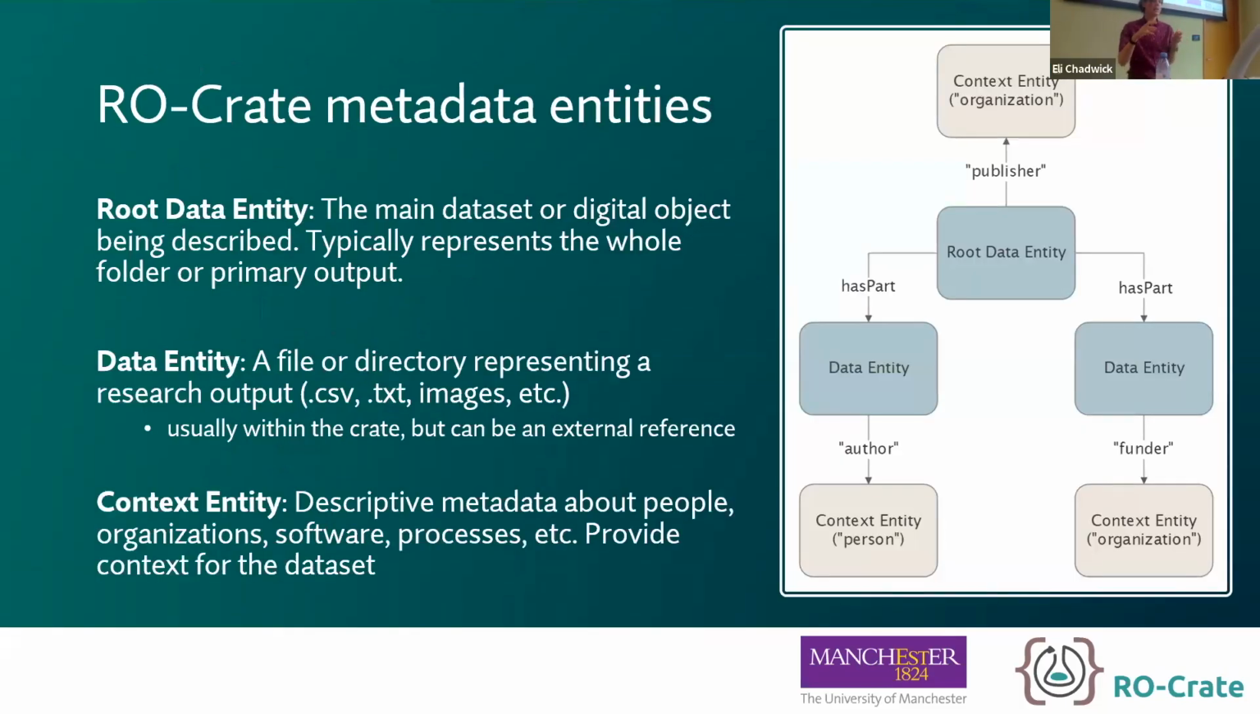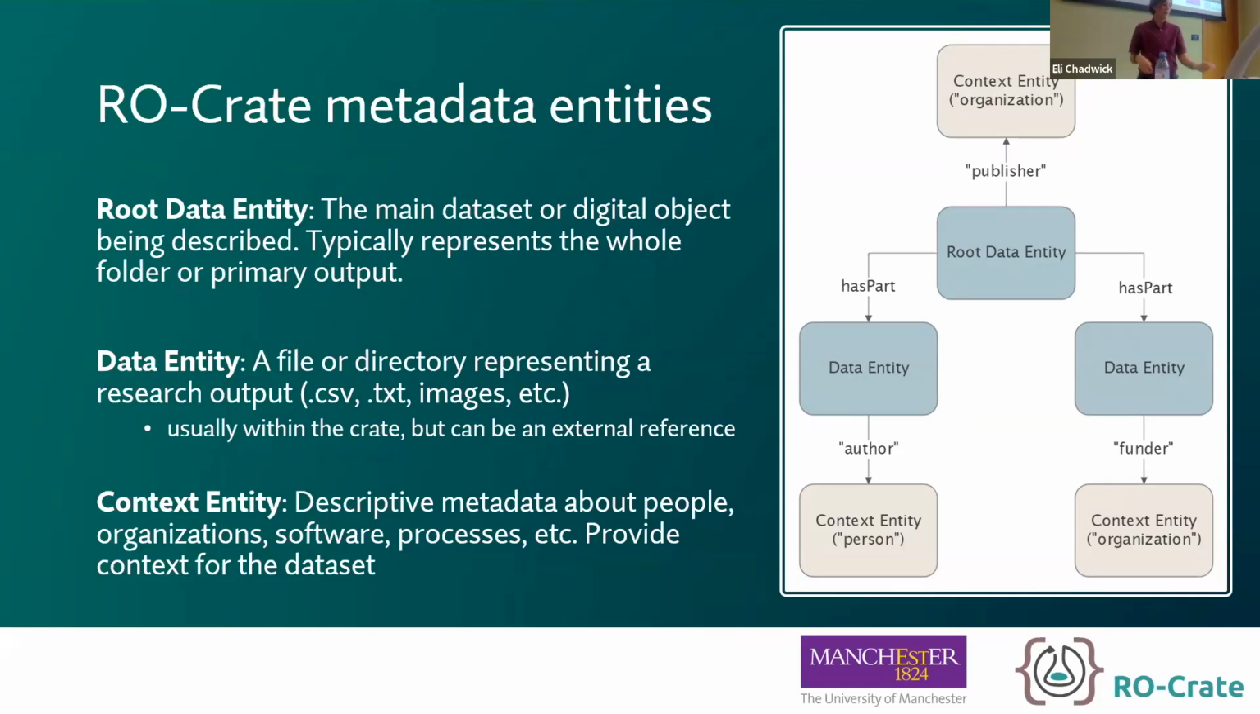And we do that by organizing the metadata into entities. These are effectively JSON objects, but in RO-Crate we call them entities. At the core of everything, you have this root data entity. This is basically the main dataset, the core of the dataset, or it represents the whole of the dataset and includes everything else. So it typically represents the whole of the folder or the primary output.